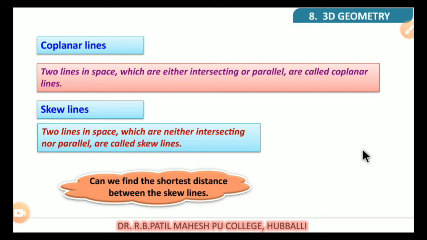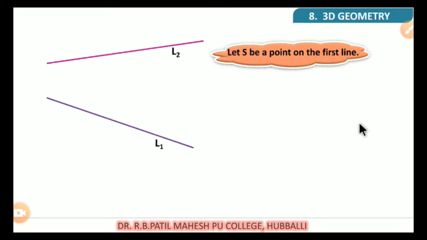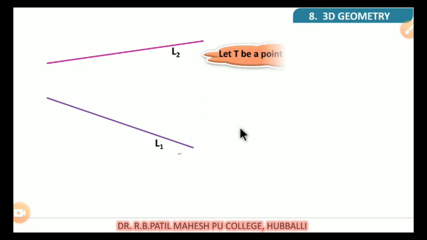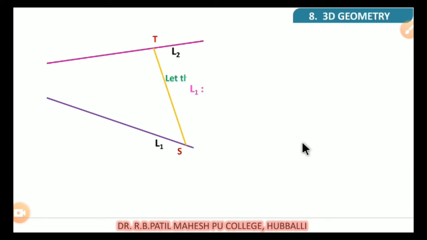So can you find the shortest distance between the skew lines? Sure students, definitely we can find out the distance between them. So I will give the derivation for this distance between two skew lines. Now consider two skew lines in space. So these are skew lines. Here let S be a point on the first line and T be another point on this second line. Now join T and S.